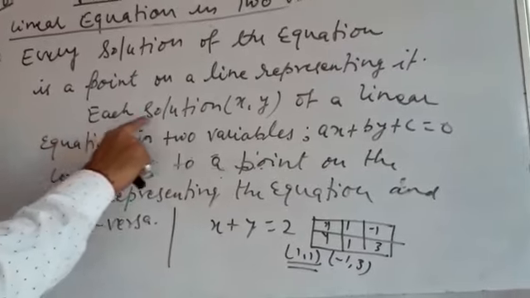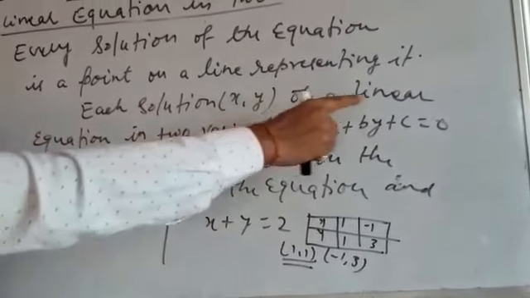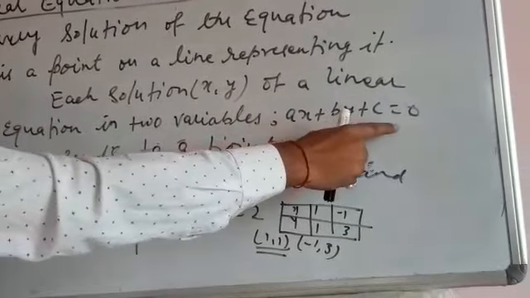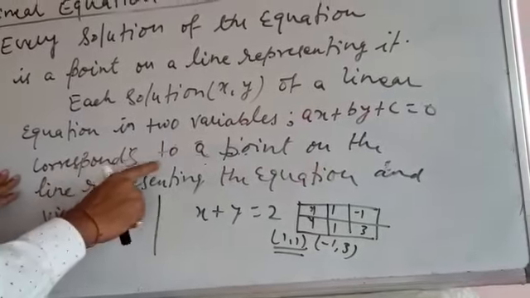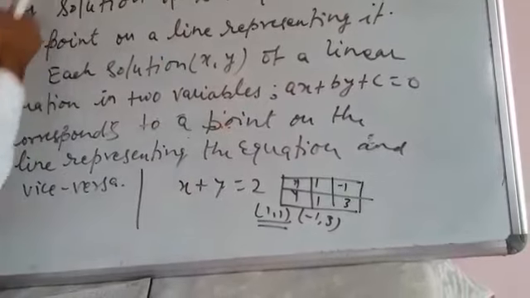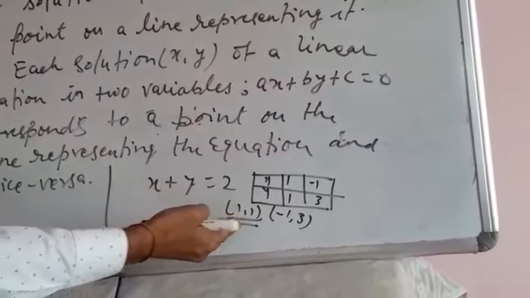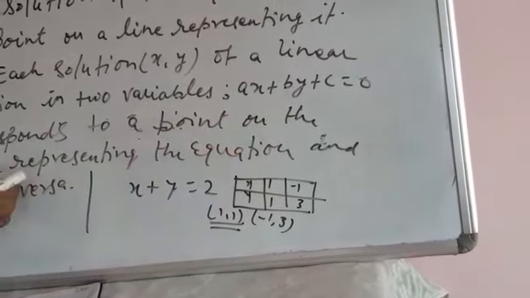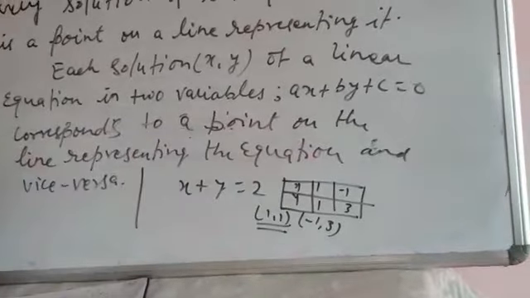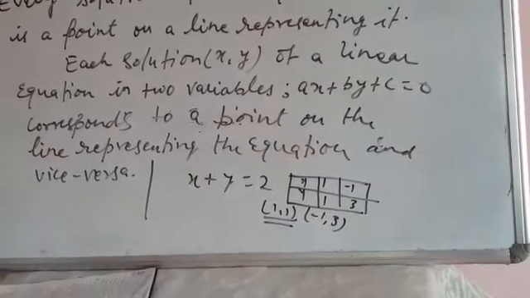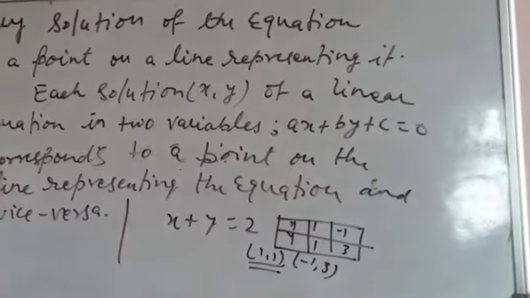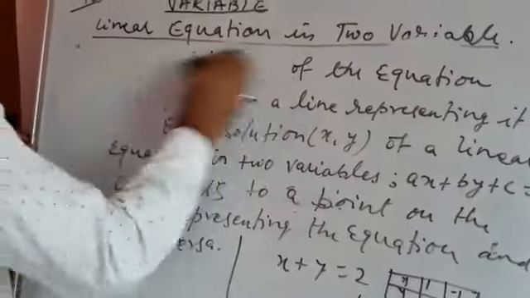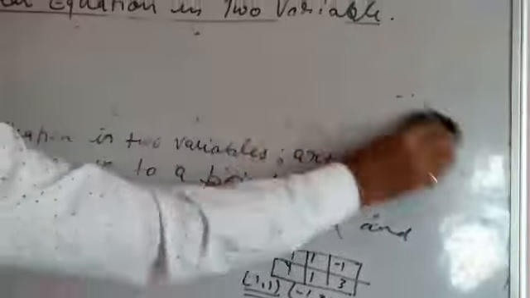Now the same is written: a solution (x, y) of a linear equation in two variables ax plus by plus c is equal to 0 corresponds to a point. The same thing is written. ये जो solution है, ये जो 1,1 है, ये किसी point को correspond कर रहा है on the line representing the equation and vice versa. So this is something about the solution of linear equation in two variables. You all would have done this in class 9. So without wasting time, I am just going forward and dealing with the next thing.